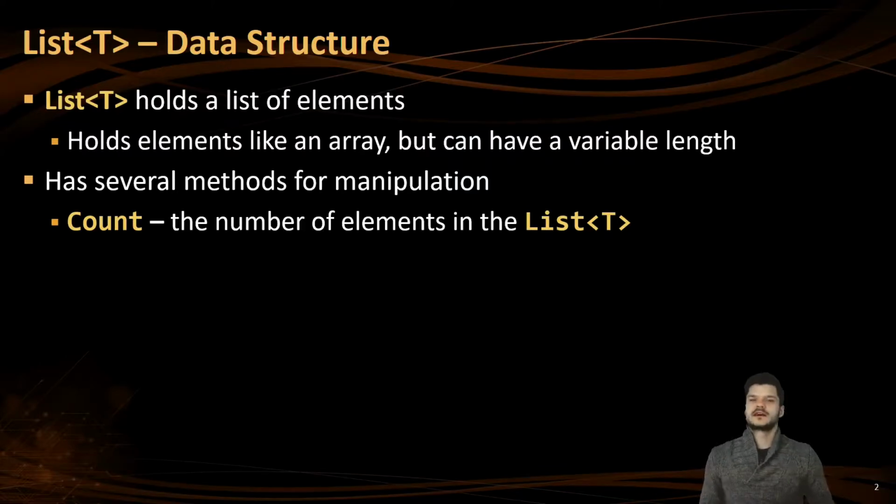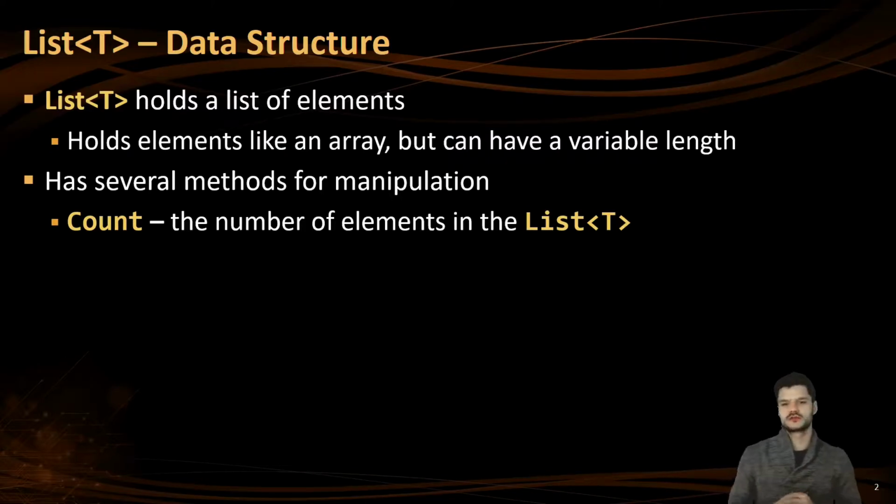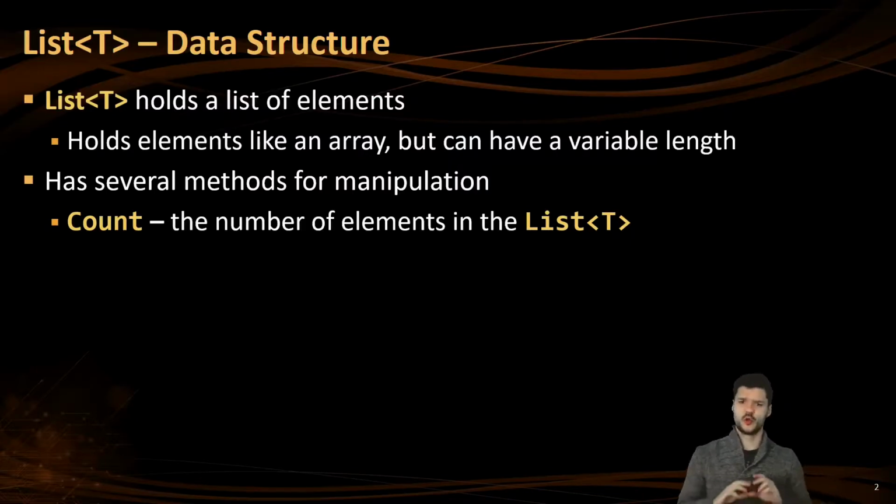We have several methods for manipulation. Count, list.count, shows you the number of elements. It's actually the same as array.length. I don't know what the difference is. Maybe they have changed the keyword so you don't mistake it with array.